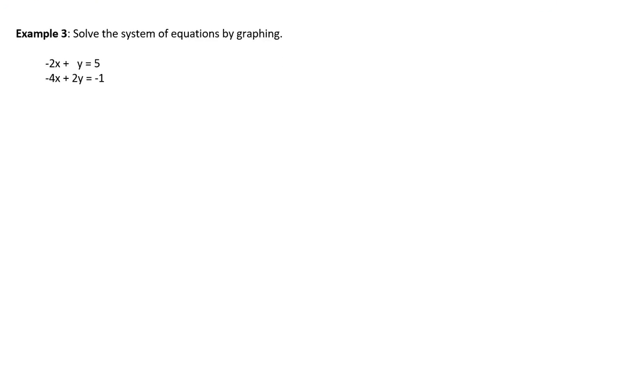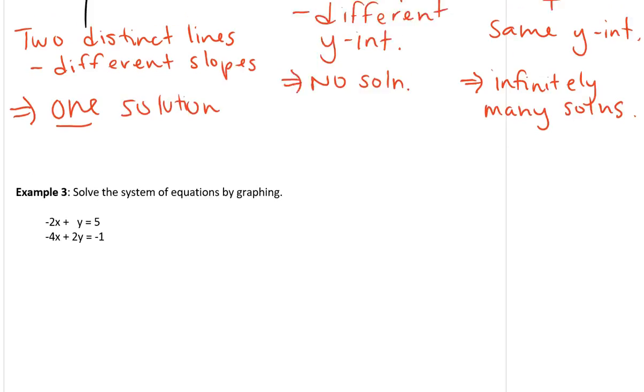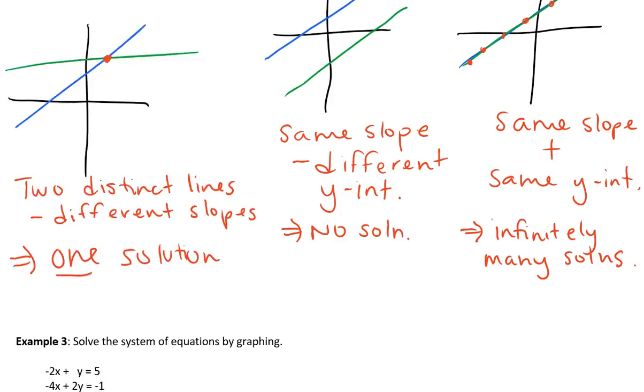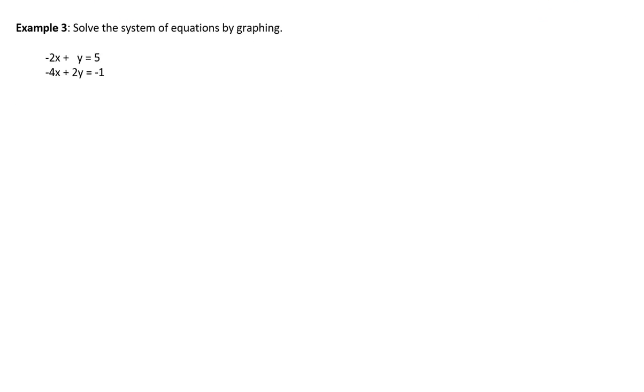First, let's try to solve this system of equations by graphing. We have negative 2x plus y equals 5, and we have negative 4x plus 2y equals negative 1. What we need to do first is check which case we have. Are we going to have one solution, no solution, or infinitely many solutions? All of these depend on knowing the slope. So let's determine the slopes for each of these equations.